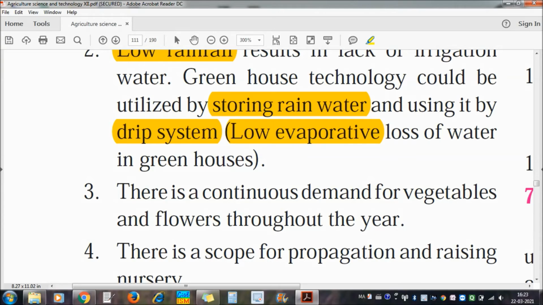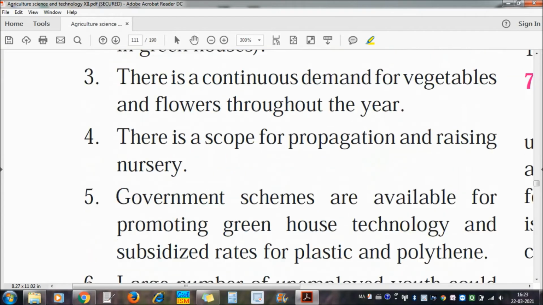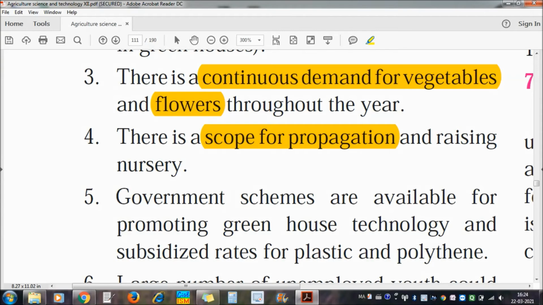evaporation loss of water. Then another thing that we know is that there is a continuous demand for vegetables and flowers throughout the year, particularly in the areas close to the city. So there is more demand, and we can produce these vegetables and flowers throughout the year. There is also scope for propagation and raising of nursery.